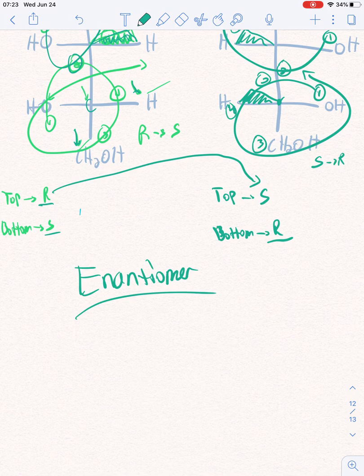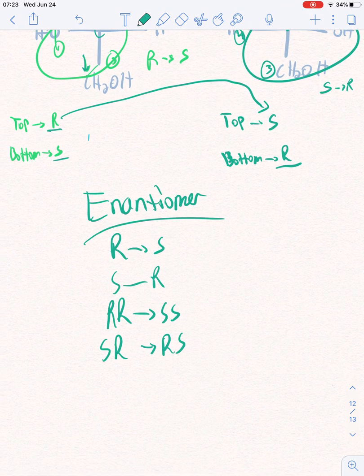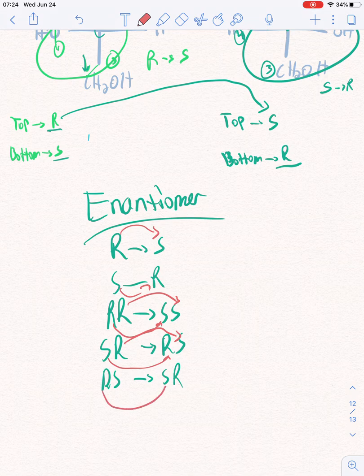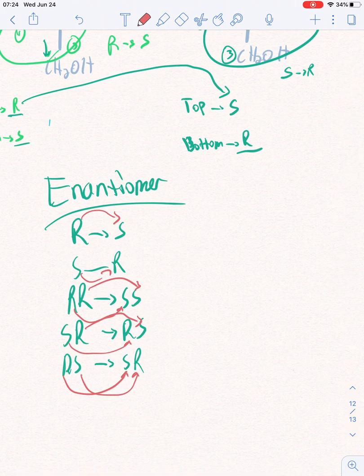Why? Enantiomers always flip from one to the other, is what I mean. They go R to S, S to R. Every chiral center flips. Right? Here's what I mean. Like this one went R to S, S to R, R to S, R to S, S to R, R to S, R to S, S to R. Every chiral center flips. Every single one. Right? And so that's an enantiomer.